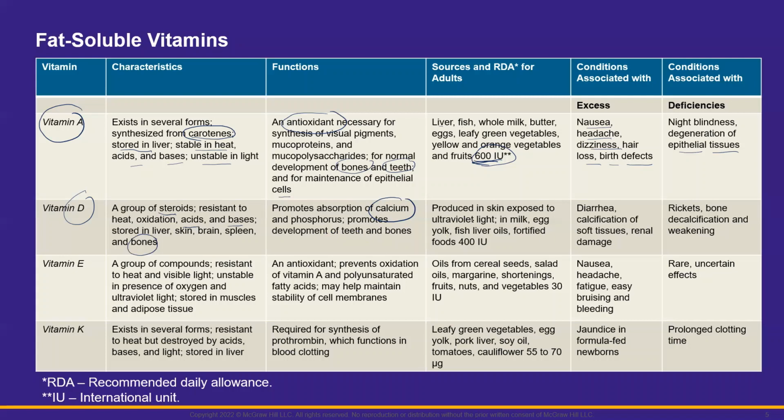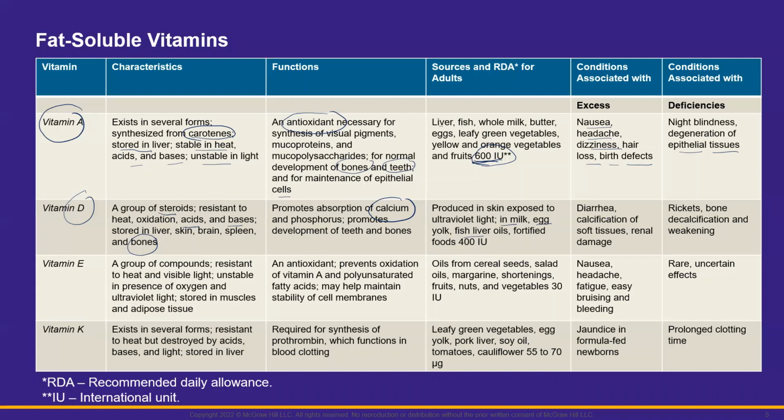The source: it is produced in skin exposed to ultraviolet light. So we also produce vitamin D. It starts from the skin, and the vitamin D actually will be activated in the kidney. It's also present in milk, egg, fish, liver oils, and fortified food. The recommended daily allowance is around 400 IU.